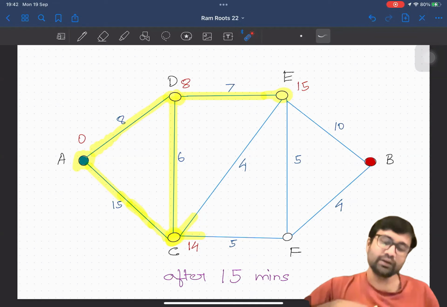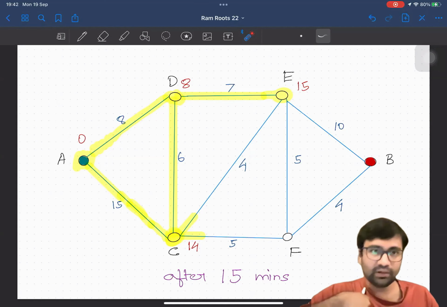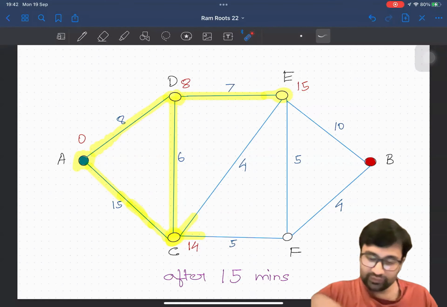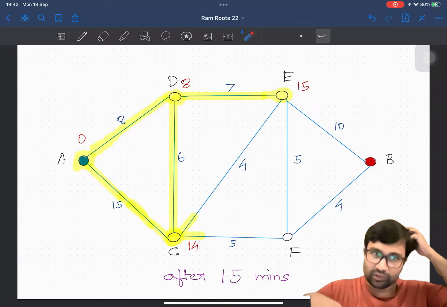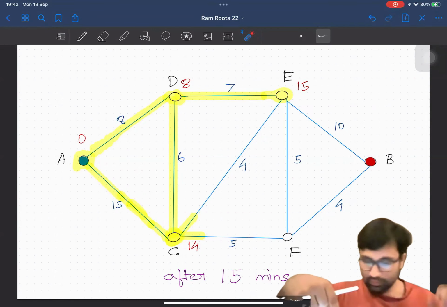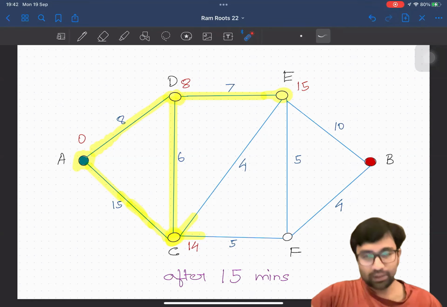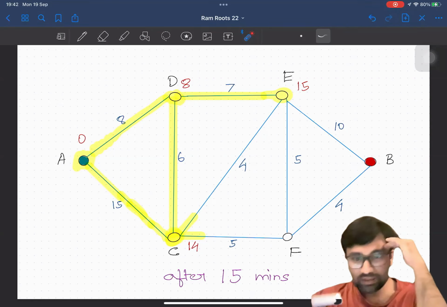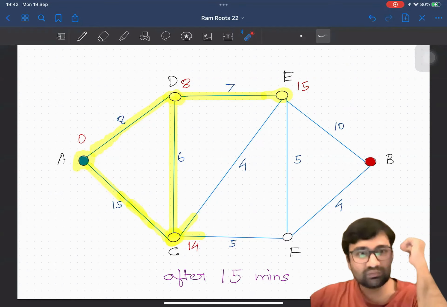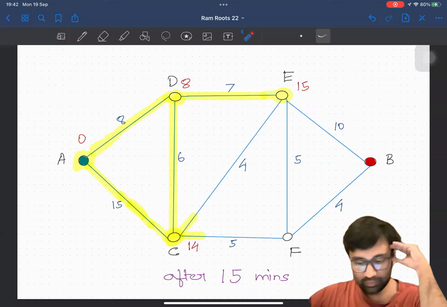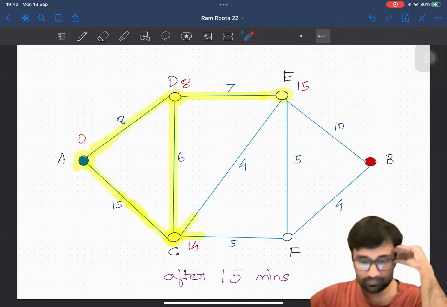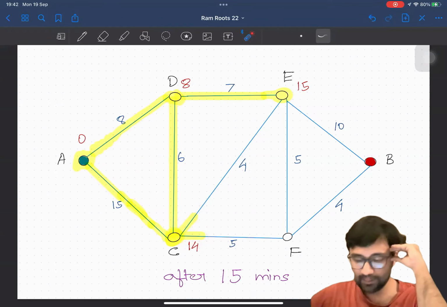So the fire started at A, then it spread to D in 8 minutes. Then from D, it spread to C in 6 minutes, so 14 minutes in total. Then it spread from D to E in 1 more minute. So E is on fire at 15 minutes. But look at C. C was on fire at 14 minutes. So the fire spread from C towards F and towards E, a little bit in both directions, right? Yes, sir. You can see that it has spread a little bit towards E and a little bit towards F.